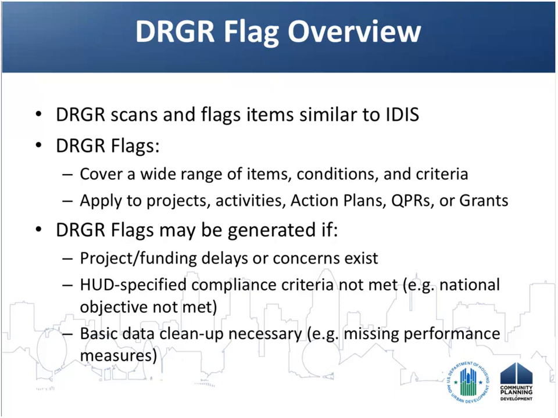So why would a DRGR flag be generated? Well, if project or funding delays are apparent or if concerns exist, then a flag can be created to notify both you and your CPD rep that maybe there's an area of concern here that should be worked out ahead of time, to avoid any future problems. The second is maybe HUD-specified compliance criteria is not met. For example, although you may have met a national objective, that's not being reflected accurately in DRGR, so a flag will help you troubleshoot that.